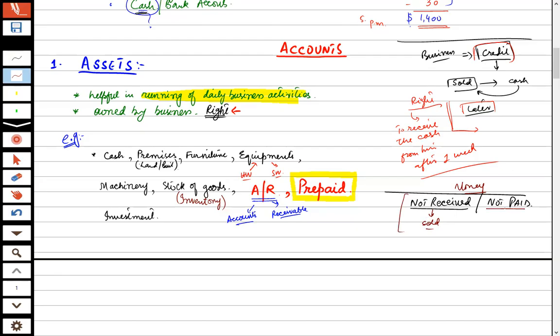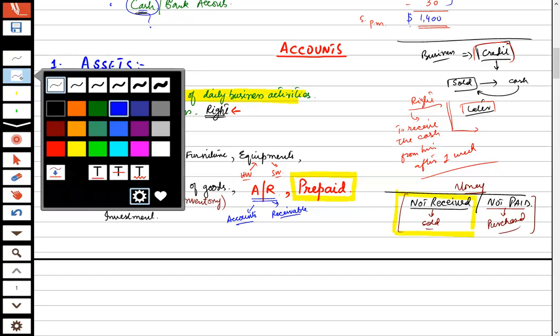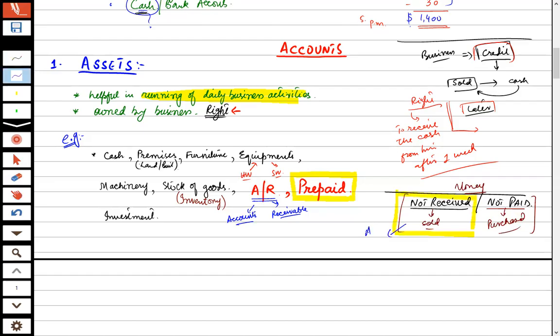And when you have purchased and you haven't paid, then it is also credit, because you have to pay later, after one week. So this aspect, money not received when you have sold, is known as accounts receivable. And if you have purchased and not paid, then you have to pay. So what should it be? Tell me.